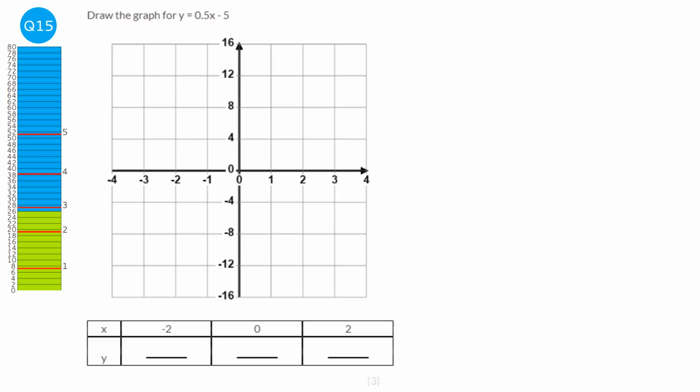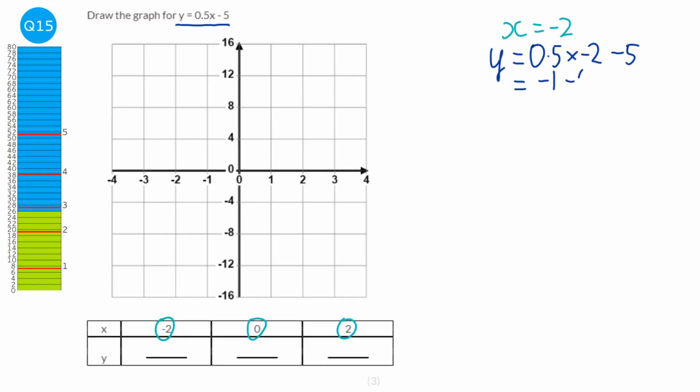So to draw this graph, what we're going to do is just pick 3 points for our x values. So I'm going to start off with x equals minus 2 and feed that into the equation. So we've got y equals 0.5 times minus 2, take away 5. So half times 2 is just 1, and a positive times a negative is a negative. So it's going to be minus 1, take away 5, which is going to be minus 6. Then we'll do our next one, which is x equals 0. And let's just finish that one off actually. We'll put it into the table, so minus 6, and we'll plot it. So minus 2 and minus 6 would be here.